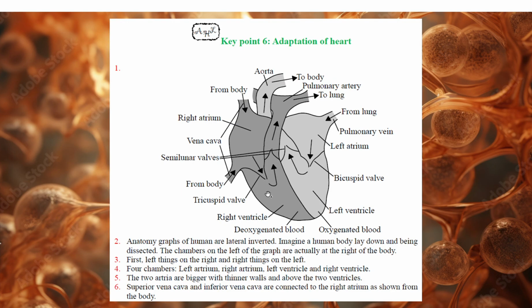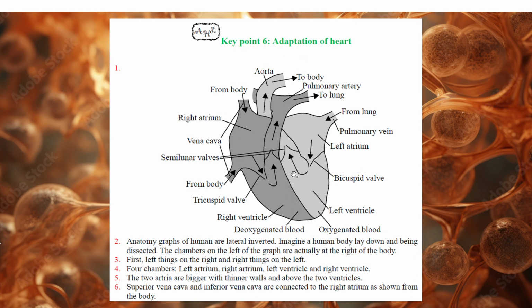Okay, and adaptation of the heart. First of all you need to look at the heart, left and right. This is an anatomy graph. Okay, and you imagine a human lying down and being dissected. So the chamber on the left of the graph is actually the right of the body. Okay, so left and right is sometimes hard to remember. Just name it according to the real one.